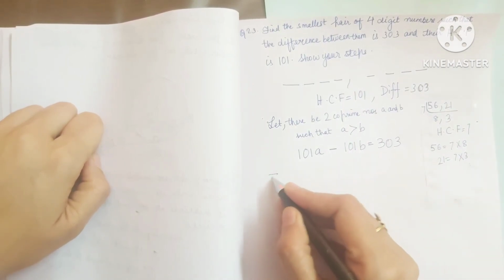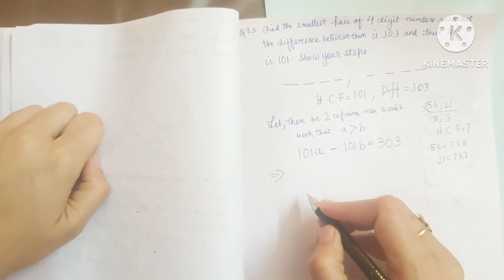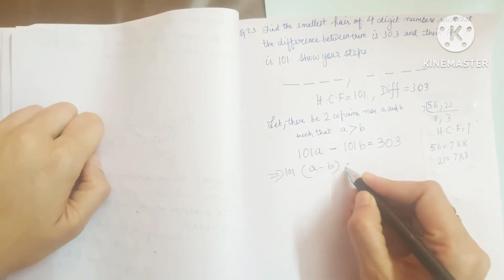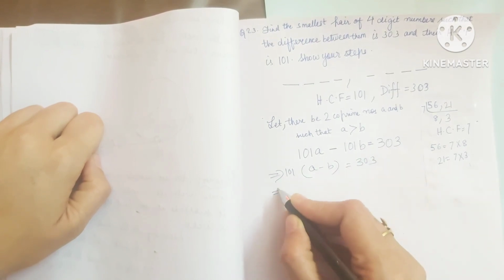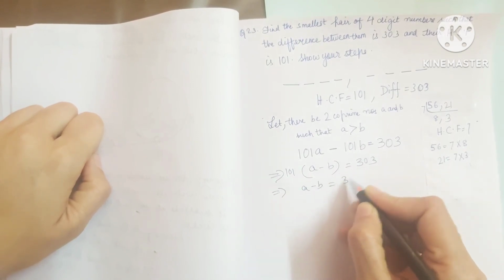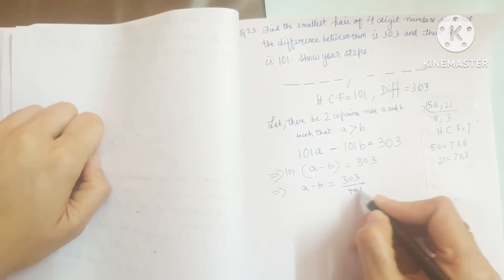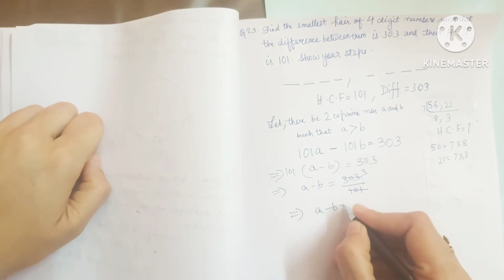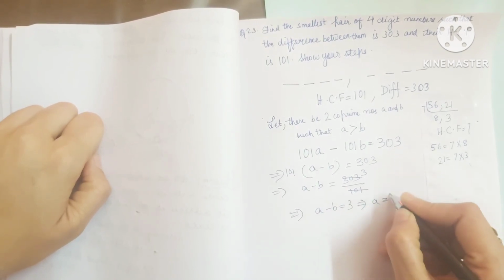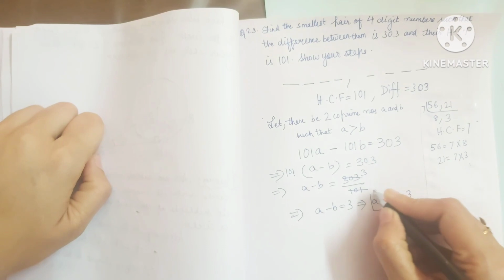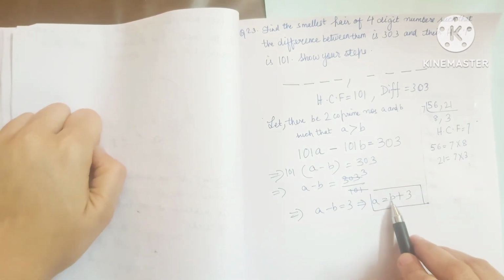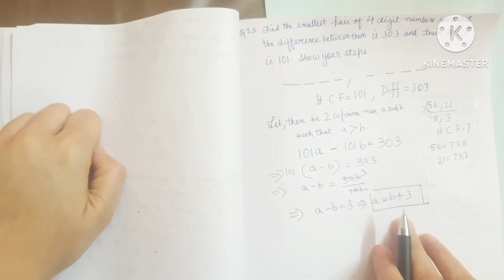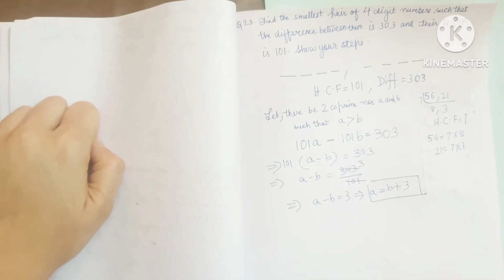Now from this, I will find out the relationship between A and B. A minus B, whole multiplied by 101, is equal to 303, which means A minus B is equal to 303 by 101. If I divide, it will be 3. So A minus B is equal to 3, which implies A equals B plus 3. So A is greater than B by 3. Okay, so this much we found. Still we are away from the solution.